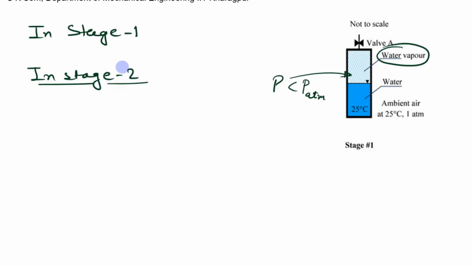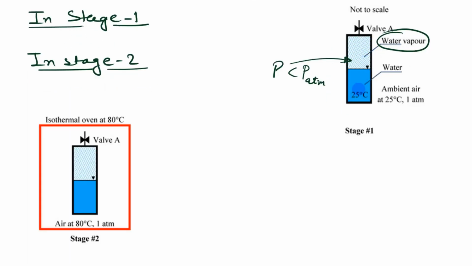in stage 2, this container containing the pure water is now kept inside this isothermal chamber. So this is isothermal. That means there won't be any heat interaction between the system and the surrounding outside. So T will not change. So let's write dT is equal to 0 because it is an isothermal process. Now what happened? The water vapor receives heat and gets superheated since the vessel is placed inside an oven at 80 degrees Celsius, right? So the air temperature here is 80 degrees Celsius.